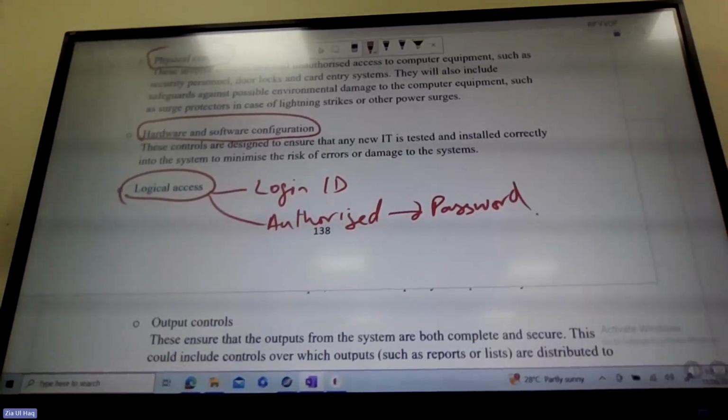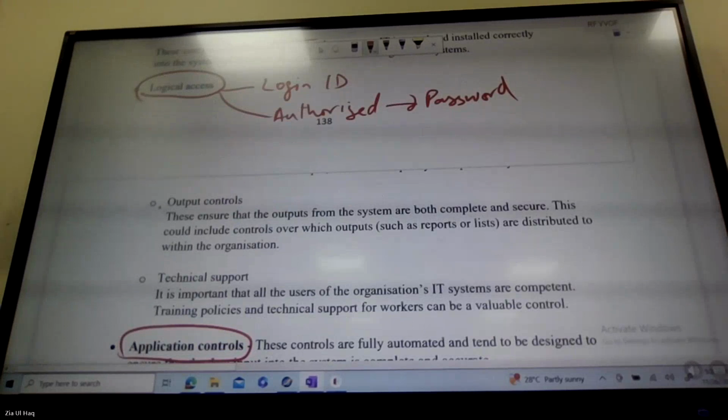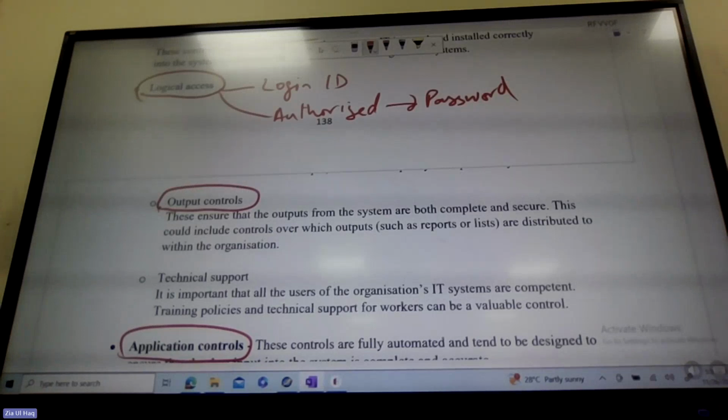If there is no password and no restricted login ID, the software can be misused by the employees. There should be some output controls. What is meant by output controls? If the system is generating any reports, those reports should be distributed to authorized persons only.